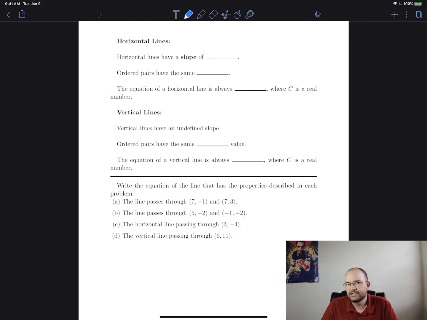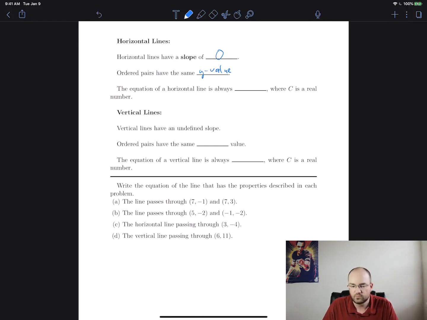Hello. In this example, we're going to talk about some special types of lines. So there are two of them that we're going to talk about. And the first one is a horizontal line. Horizontal lines have a slope of 0. Ordered pairs will always have the same y value.